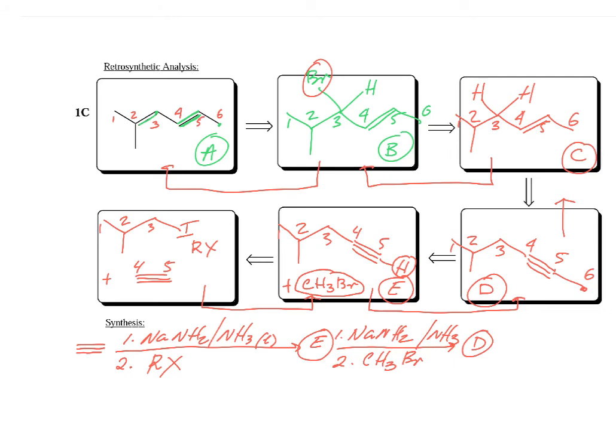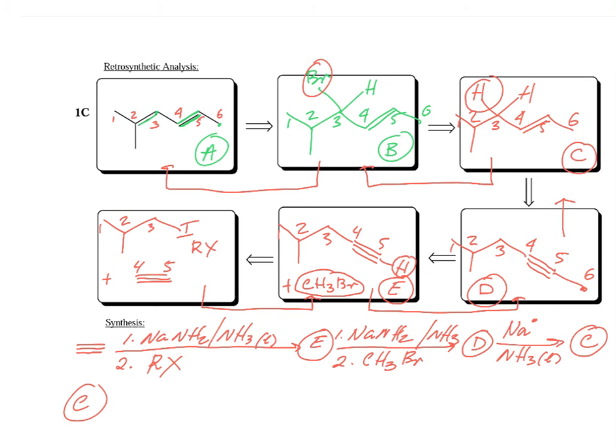We'll then reduce the alkyne to an alkene in trans fashion, so we'll need a metal, sodium or lithium, in liquid ammonia at low temperature. This will reduce the alkyne to a trans alkene. Now that we have the alkene, we'll replace the allylic hydrogen with bromine. So allylic bromination from C to B, an allylic bromination reaction.